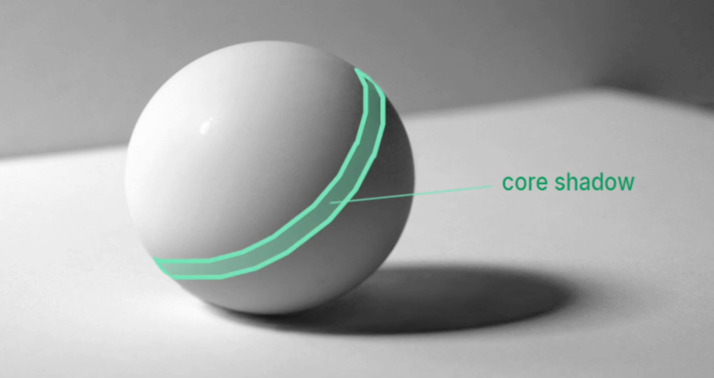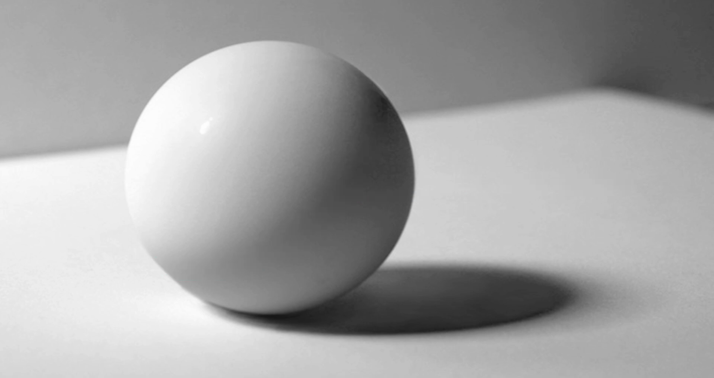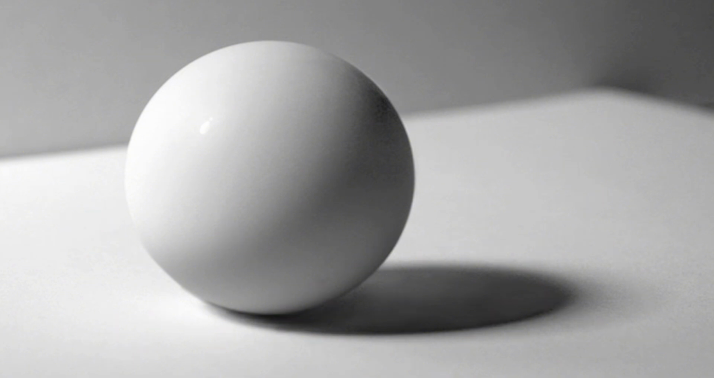The core shadow is the area that is receiving the least amount of both direct light and bounce light. It's often perpendicular to the main light source and appears the darkest within the form shadow. Now let's break down what's inside the cast shadow. You can see that there are lighter and darker areas within the cast shadow. That's because bounce light often affects the cast shadow as well.